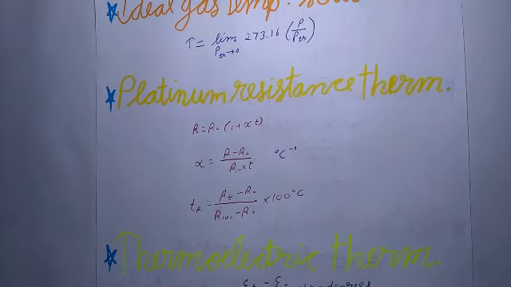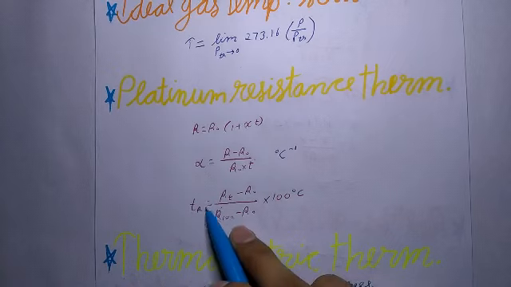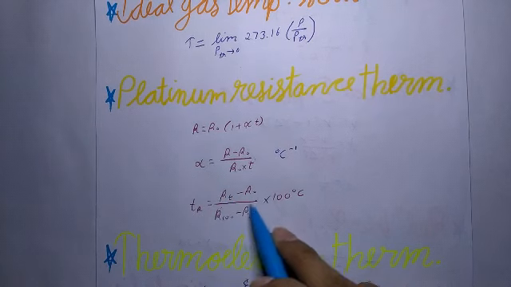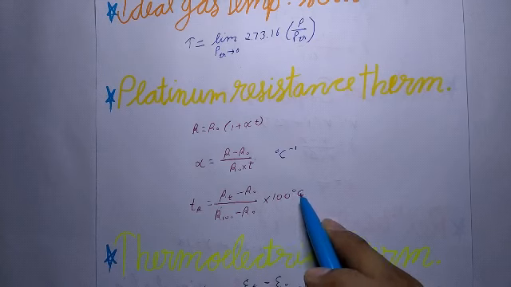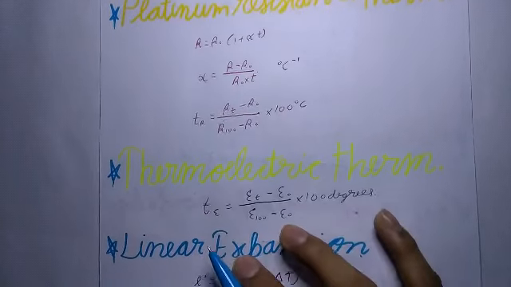Now if R0 and R100 are the resistances of platinum wire at ice point and steam point respectively, then the temperature Tr of a body for which the corresponding resistance is RT is given by Tr will be equal to RT minus R0 upon R100 minus R0 into 100 degree Celsius.